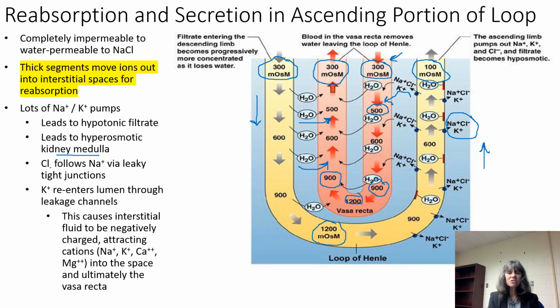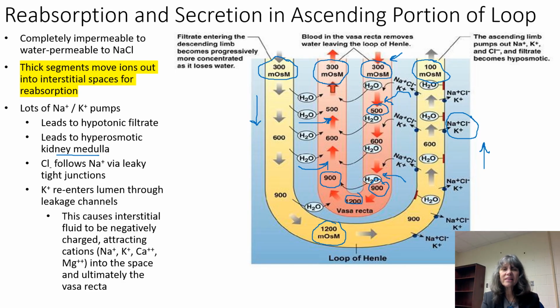However, the interstitial fluid, and that's the fluid surrounding all these tubules and blood vessels, is going to become negatively charged, and that actually attracts the sodium, the potassium, calcium, and magnesium into the interstitial space, and that will ultimately attract those ions to move into the vasa recta. And so that's how more things will go back into our bloodstream. It's a lot going on.